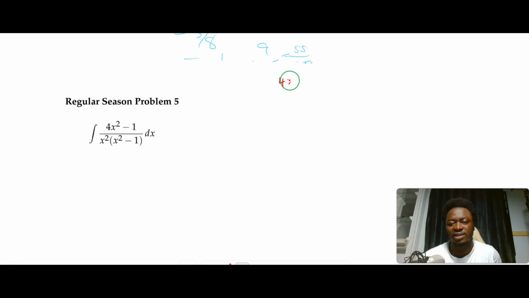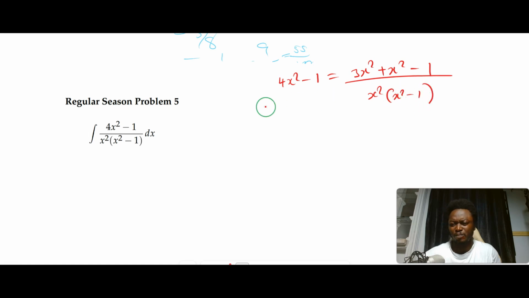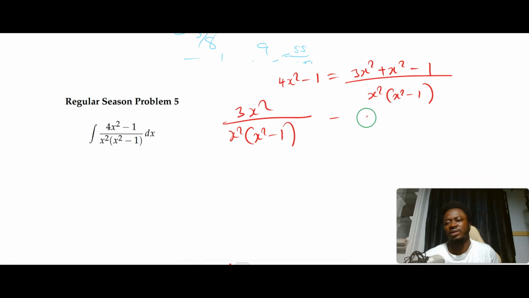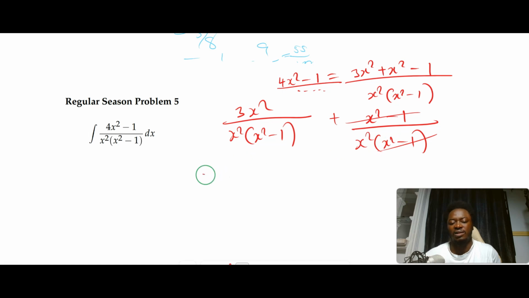You can take 4x squared minus 1 and write it as maybe 3x squared plus x squared minus 1. And when you divide by x squared minus 1, you have 3x squared over x squared minus 1, and then plus x squared minus 1, all divided by x squared minus 1. I think this cancels out, and you get 3 divided by x squared minus 1 plus 1 over x squared.